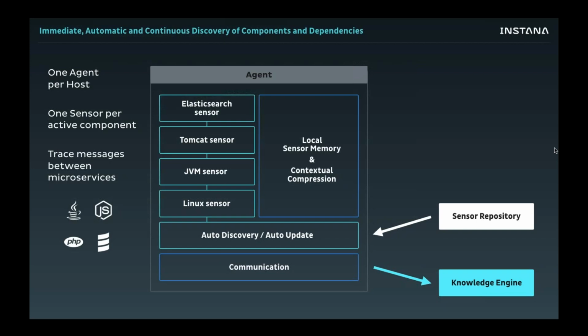So in this example, hey, this Elasticsearch node is running alongside this Tomcat server on top of this JVM on this Linux operating system. There's no containers in this example, but they would be in there too. And that is all discovered and reported back to our knowledge engine on the back, and built into the dynamic graph.